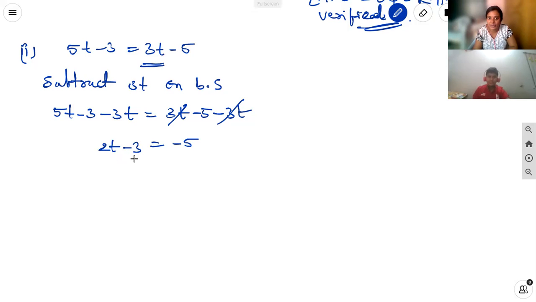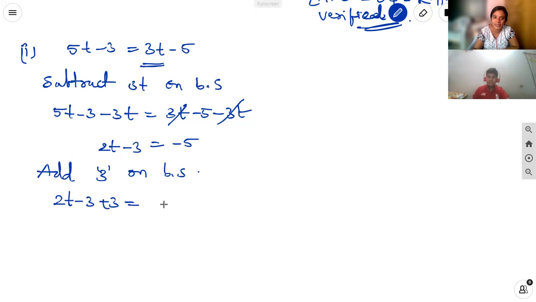The left hand side constant is there, it is negative, so add 3 on both sides. Whatever constant is there, we add it with the opposite sign. Here minus is there, here we are taking the plus. So 2t minus 3 plus 3 equal to minus 5 plus 3. Minus 3 plus 3 becomes 0. So 2t equal to minus 2.